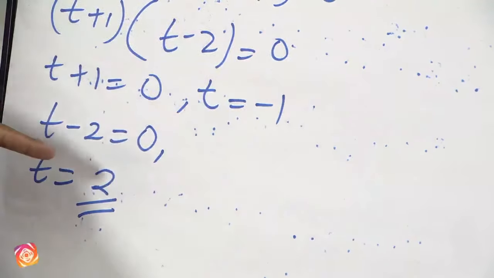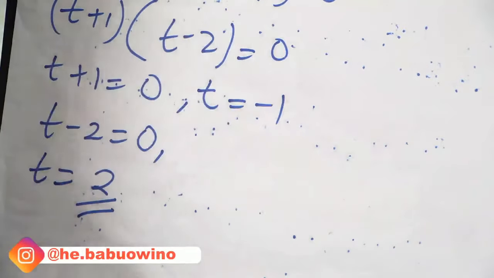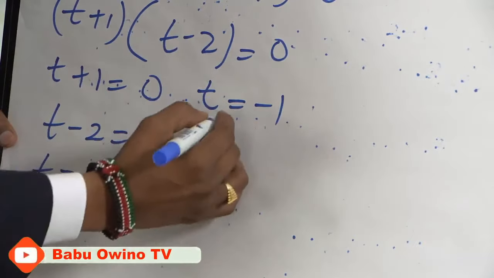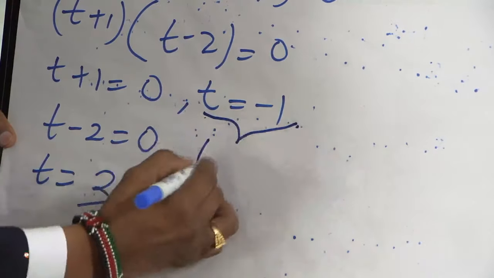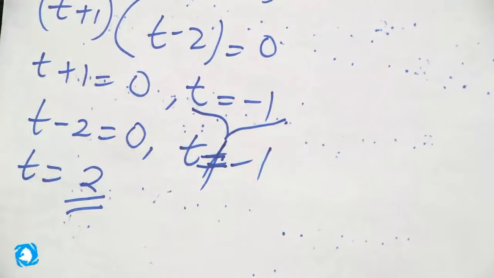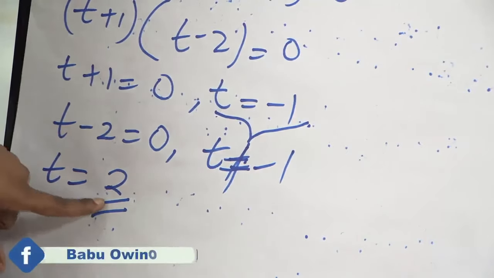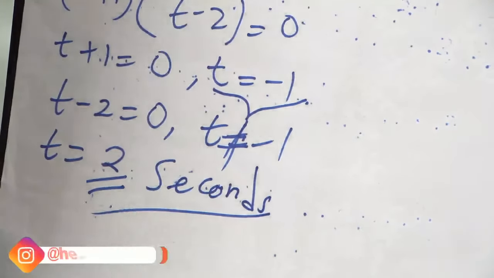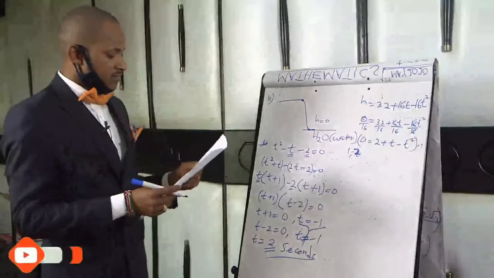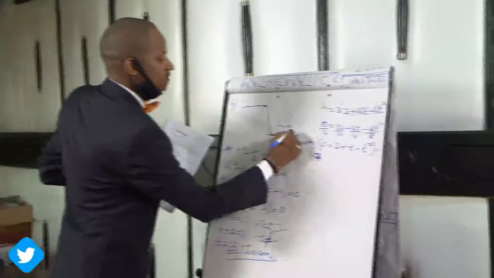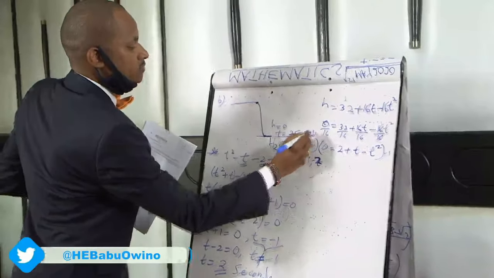Both are in seconds. But we can see one of the values is negative 1. Time cannot be negative. Therefore, this is not practical. So we go with the value of t equals 2. You write the SI unit of time, which is seconds. So that is the first part of the question. That is the time he took to hit the water surface. So at the water surface, the time is 2 seconds.